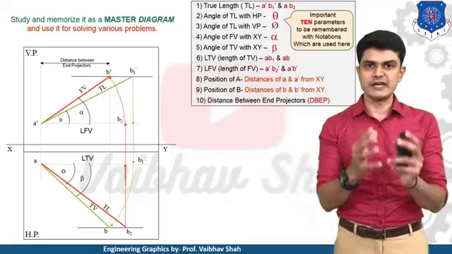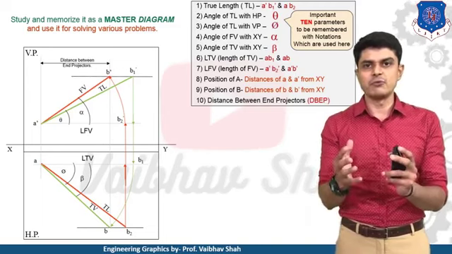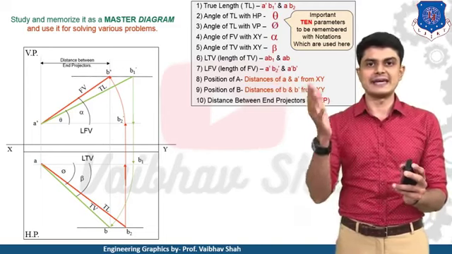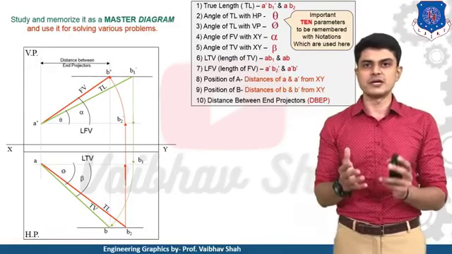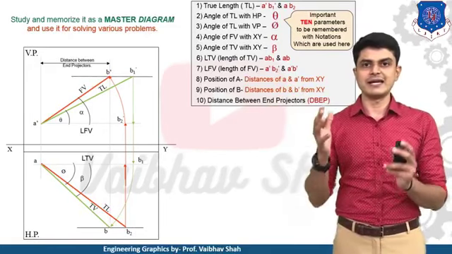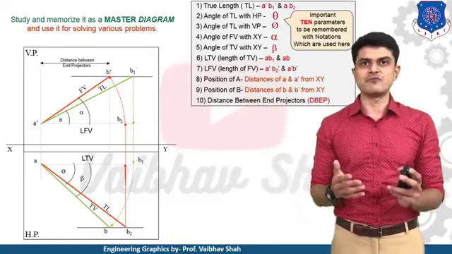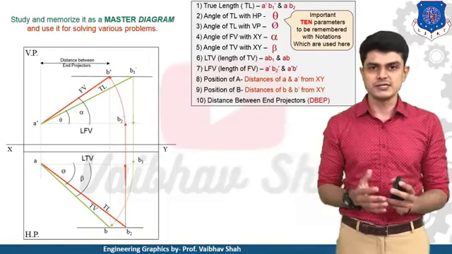Next, position of A. So in examination, position of A would be given, like point above HP or below HP would be given. So you can plot the distances of A and A dash from the position of A, and you can plot the position of B by the distances of B and B dash from the position of B, right? And then finally, the distance between end projectors.